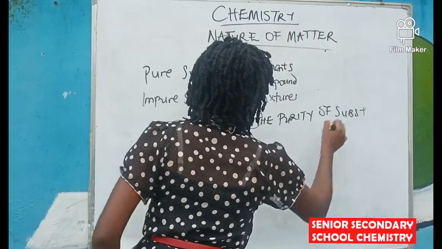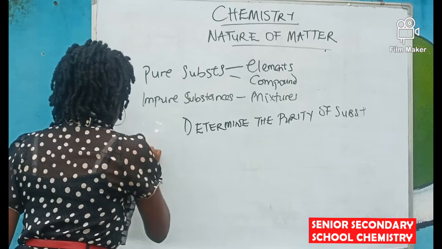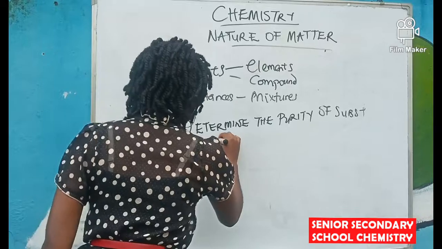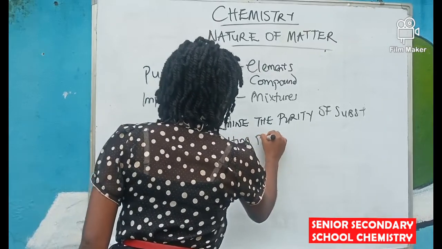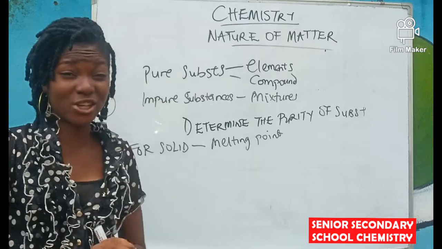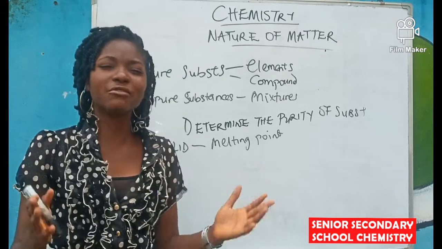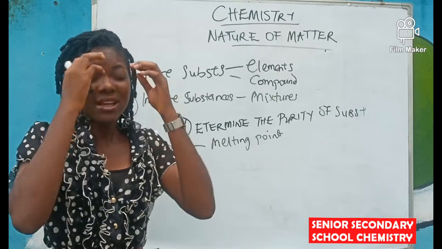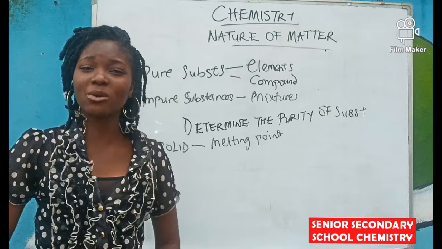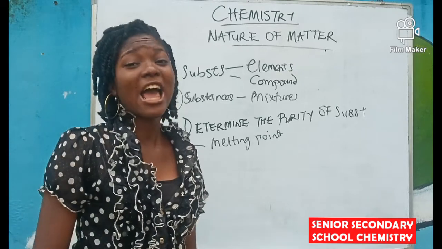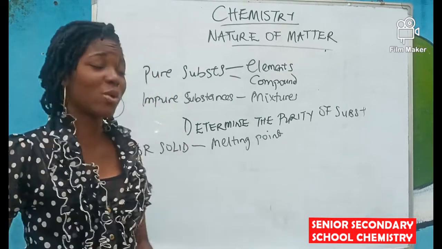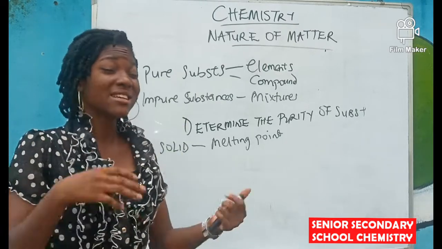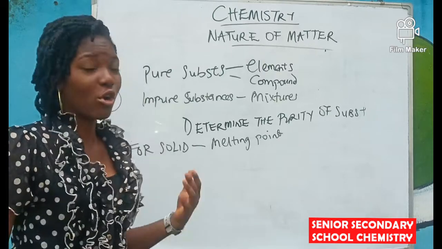Now for solids, the criteria for determining the purity of a solid is the melting point. A pure solid has a sharp melting point and a very narrow melting range. We're going to take an example: benzoic acid. Pure benzoic acid has a melting point of 122 degrees C and a melting range of 120 to 122 degrees C. Impurities or contaminants tend to decrease the melting point of this substance.